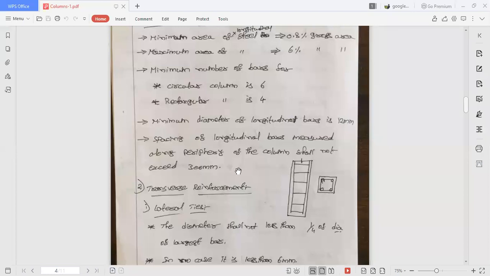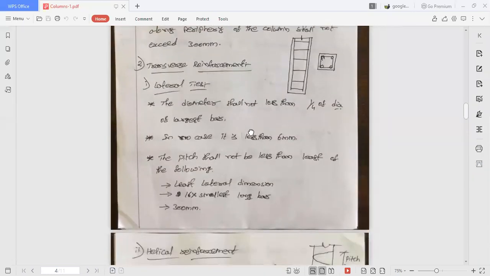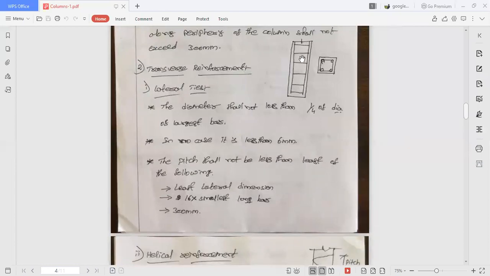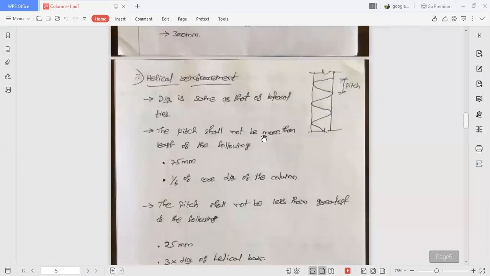Coming to lateral ties, the diameter of lateral tie should be either 6 mm or 1/4 of the diameter of the largest bar, whichever is maximum. And pitch means the spacing of two adjacent lateral ties. It should be the least of these three: least lateral dimension, 16 times the smallest longitudinal bar diameter, and 300 mm.